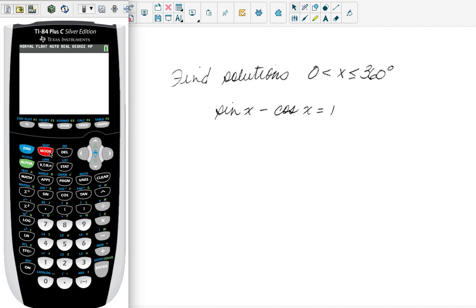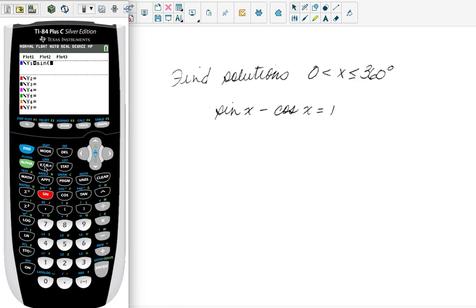Now, anytime you're solving an equation using the graph function of your calculator, you enter one side of your equation in the y equals button for y1, and the right side in another equation. So let me show you what I mean. Press y equals. You'll notice I have an equation in there I'm going to clear out. So I'm going to enter this one.